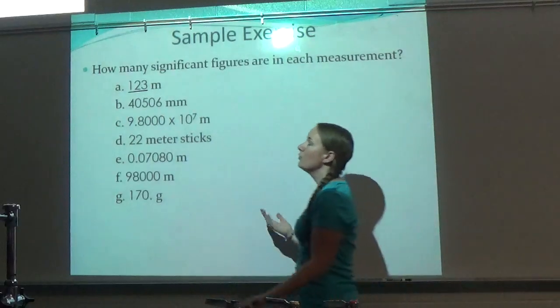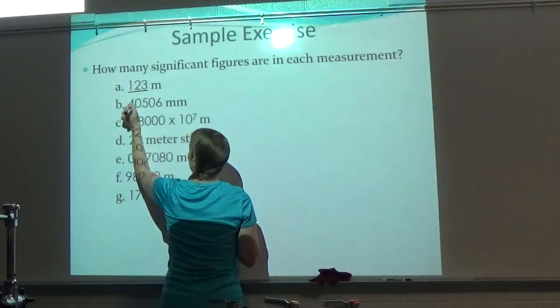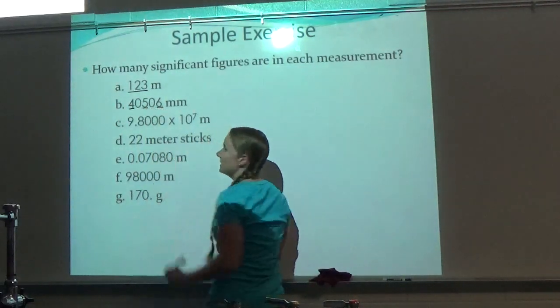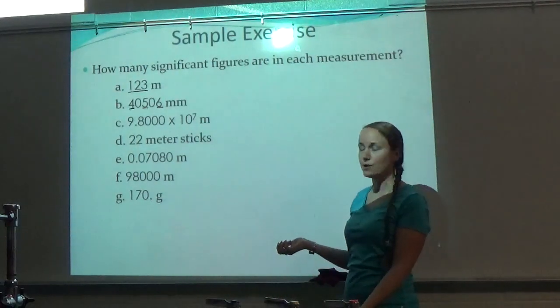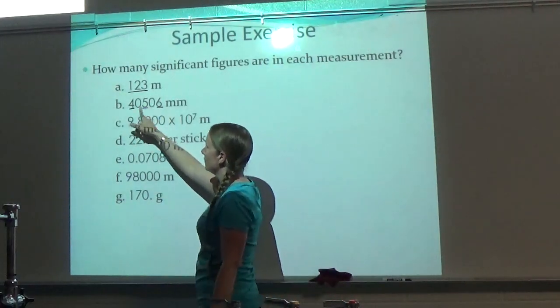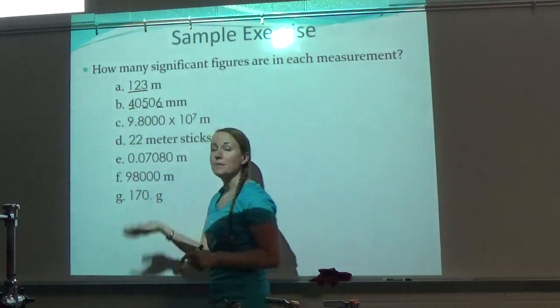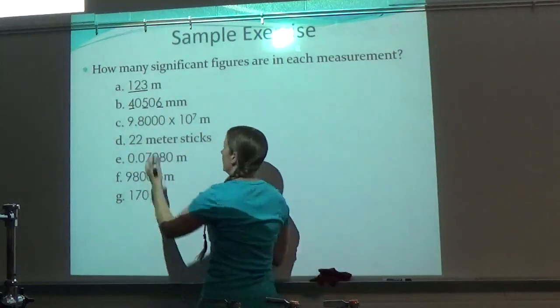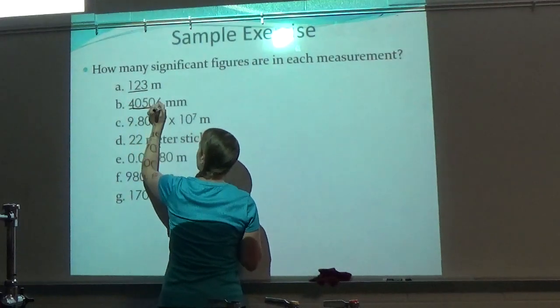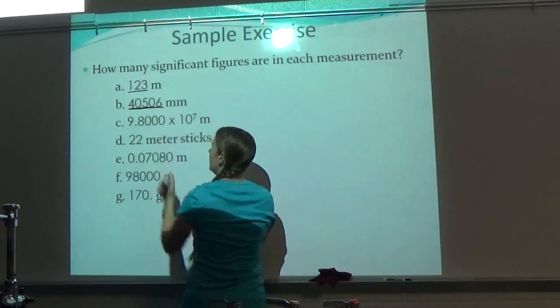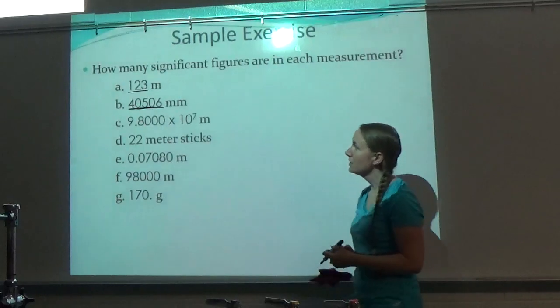For part B, we know because of rule 1 that 4, 5, and 6 are significant because, of course, they are not zeros. But what about these zeros? Well, these are middle zeros. See how they're in between? They're middle zeros. Middle zeros are always significant. So I can just underline all of them, and this one would have 5 significant figures.